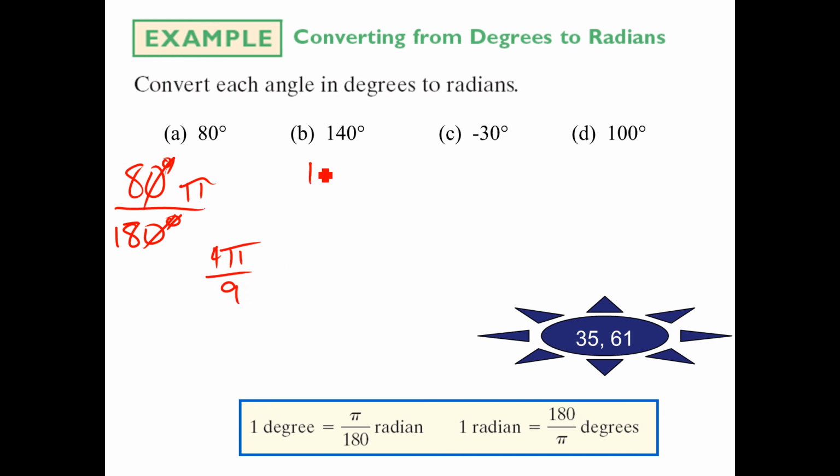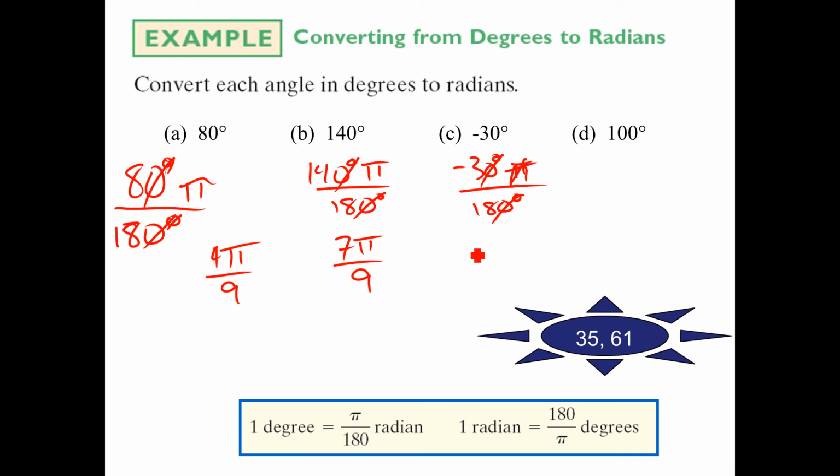How about 140? 140 pi over 180. Cancel your degrees and your 0. 14 over 8. We can get 7 pi over 9. How about negative 30? We could say pi over 180. Oops, not the pi. I want to keep those. Negative 3 into 18 is going to be negative pi over 6. And lastly, 100. Pi over 180. 10 over 18 divided by 2, 5 pi over 9. All right, try problems 35 and 61.